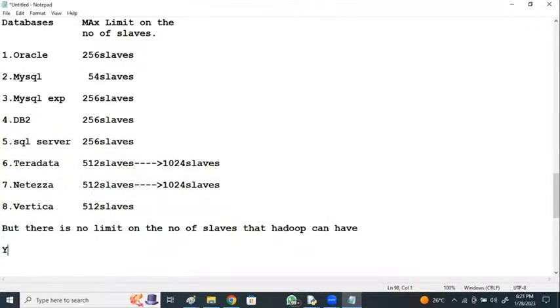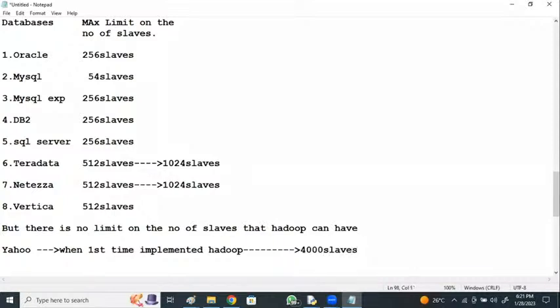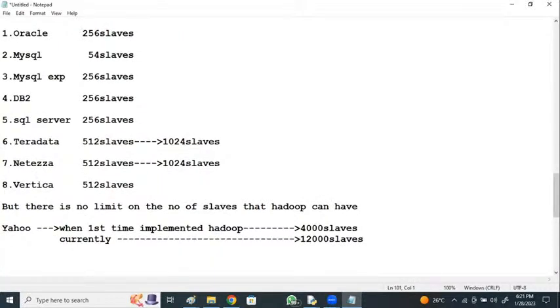So when Yahoo first implemented Hadoop, it went with 4,000 slaves for storing its data. Currently Yahoo uses nearly 12,000 slaves or nodes for storing its data. Facebook, when it first implemented Hadoop, went with 8,000 slaves for storing its data.